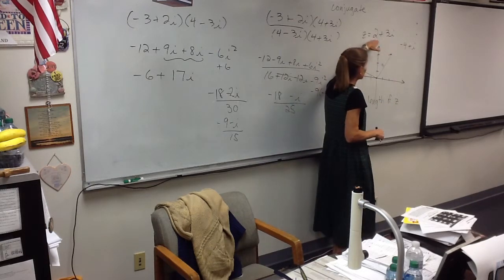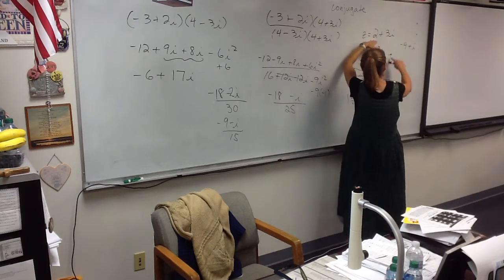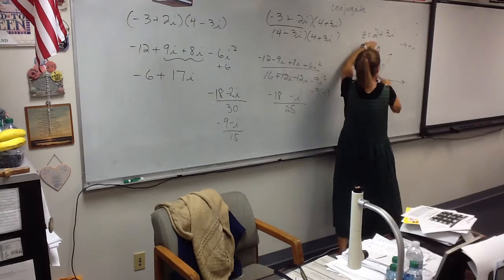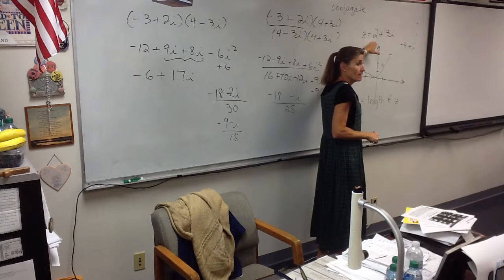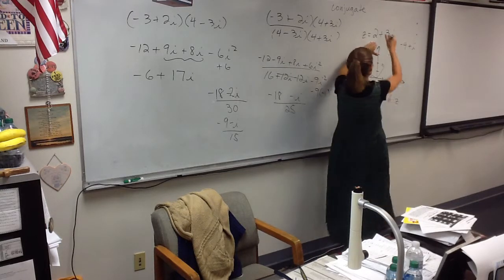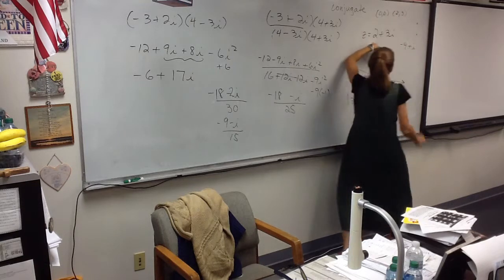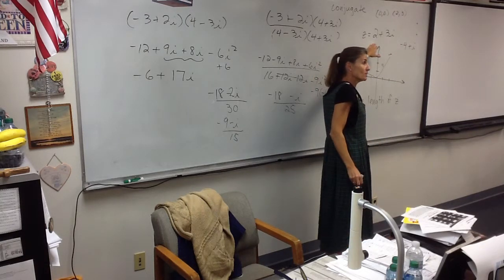So take a look at this number right here. What's its length? It's the distance from the origin. How am I going to figure out the length of that number? The distance from 0, 0 to 2, 3. That would be one option. Anybody see another option?